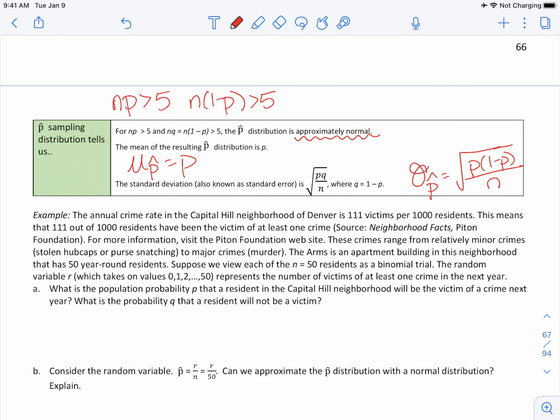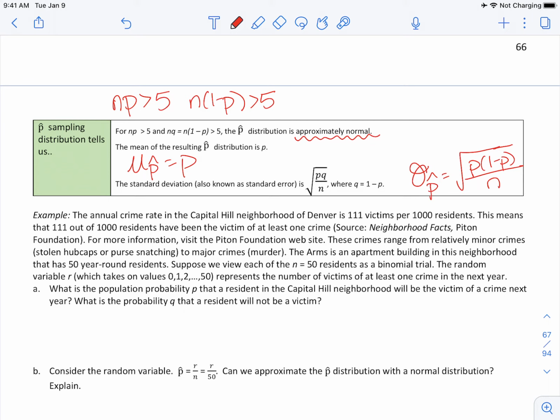The Arms is an apartment building in this neighborhood that has 50 year-round residents. Suppose we view each of the n equals 50 residents as a binomial trial. The random variable r, which takes on values 0, 1, 2, all the way up to 50, represents the number of victims of at least one crime in the next year. What is the population probability P that a resident in the Capitol Hill neighborhood will be the victim of a crime next year? What is the probability Q that a resident will not be a victim?